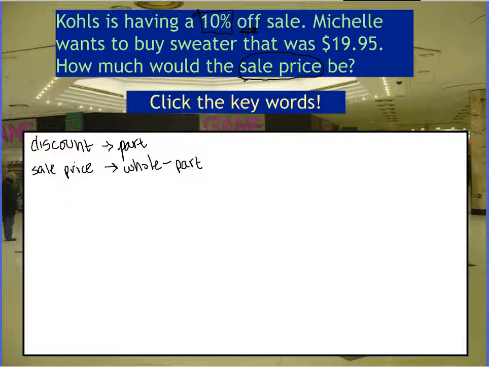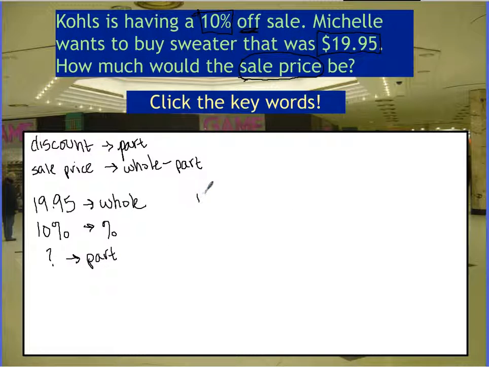And then it would also be important to note that the price was $19.95 and that that's the original price. So what we're going to do is we're going to look at how we would set this up into an equation. We know $19.95 is the original or the whole. We know that 10% obviously is the percent, and we're looking for the part.